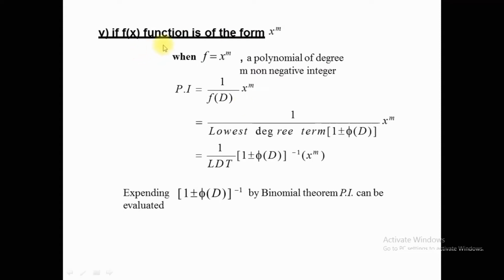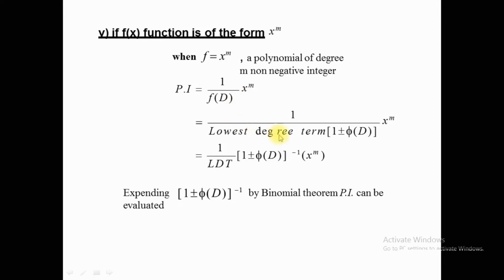Suppose we have a function f of x in the form of x power m. X power m is a polynomial of degree m, where m is a non-negative integer. Then how to find the particular solution for the non-homogeneous differential equation? Then the particular integral is equal to 1 over f of D into x power m. Now this f of D is the differential operator. So how to apply 1 over f of D on this polynomial?